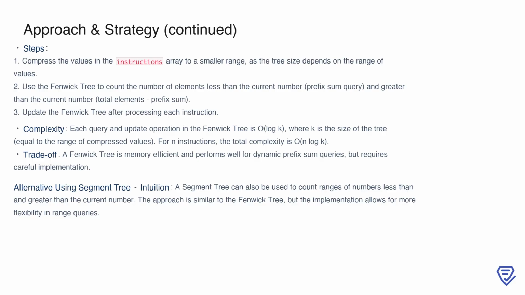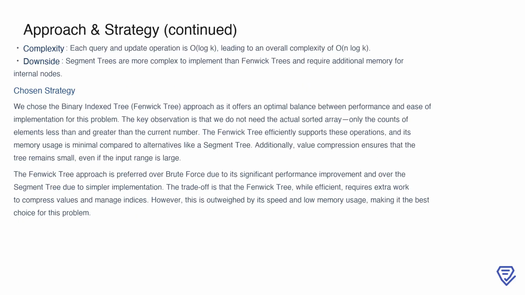For comparison, a segment tree can also be used for this type of problem. While it offers similar functionality, it is more flexible in range queries but comes with higher memory requirements and implementation complexity. In terms of complexity, the segment tree approach has a similar time cost of O(log k) per query and update, leading to an overall complexity of O(n log k). However, segment trees are more challenging to implement and require additional memory for internal nodes, which can make them less practical for this problem.